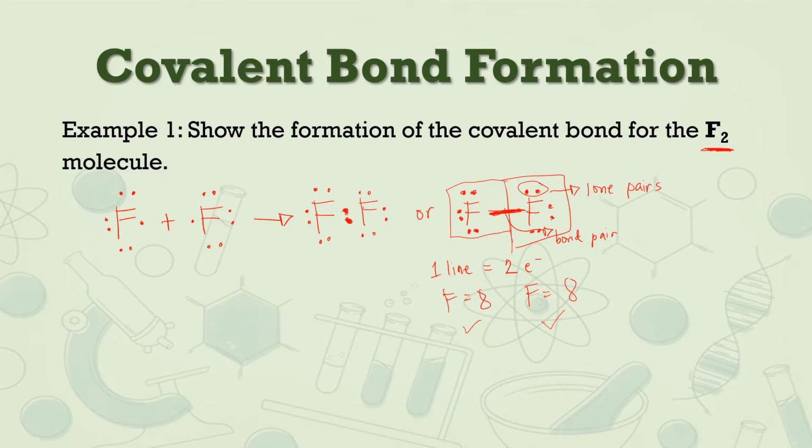Another question, how many bond pairs does this formation have? As you can see in here, we only have one straight line, meaning to say we only have one bond pair. How about how many lone pairs are made? Simply count. We have 1, 2, 3, 4, 5, and 6. So we have 6 lone pairs.